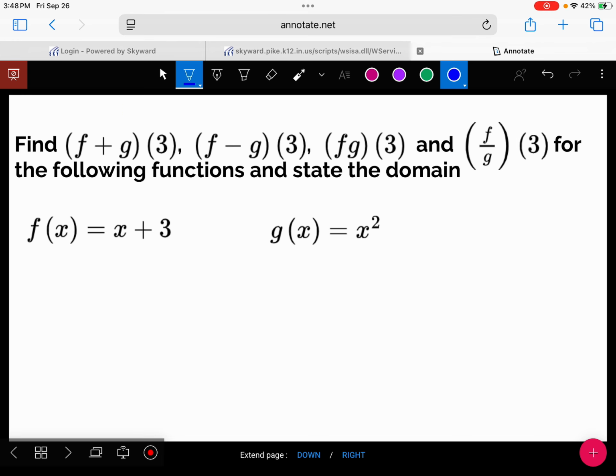So same thing over here. I want you to go ahead and pause it and try and figure out f plus g of 3, f minus g of 3, f times g of 3, and f divided by g of 3. So pause it and see if we can figure out what to do with these ones.